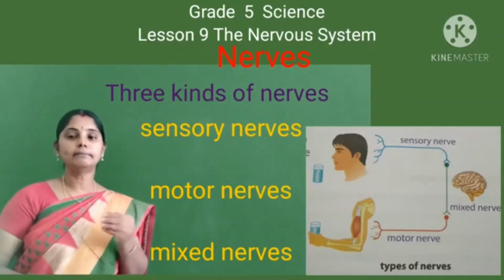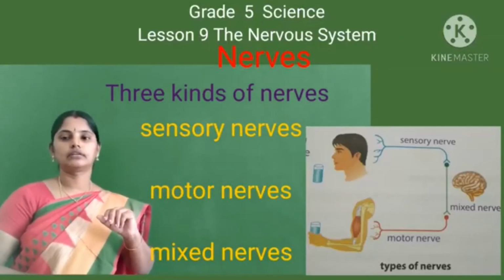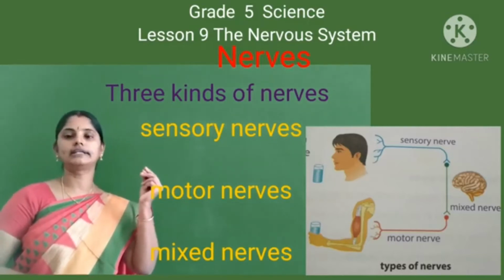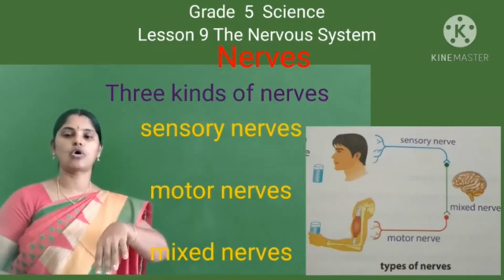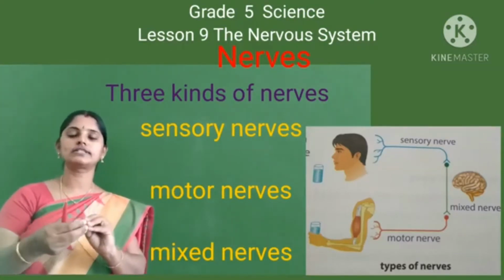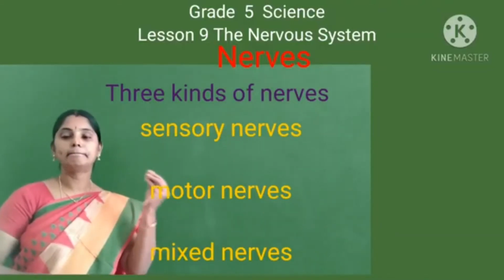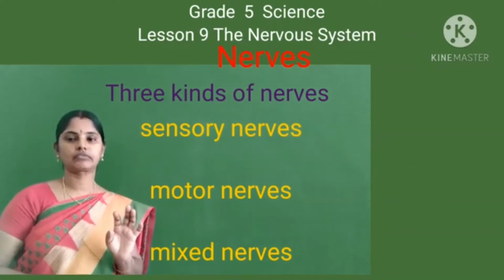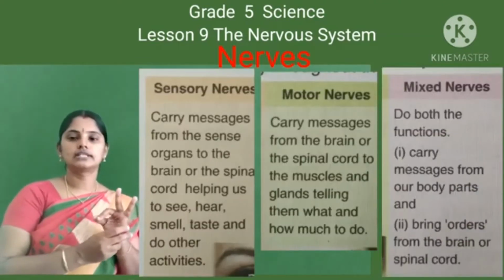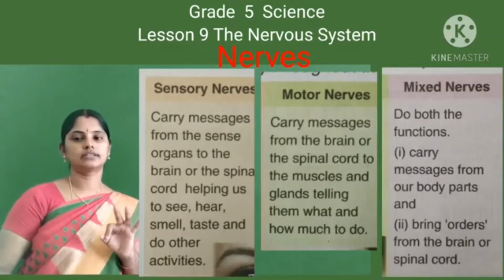Then the third one, mixed nerves, does both the work, to and fro. From the brain or spinal cord, it receives messages and sends them to all other organs. And from all other organs, it receives messages and sends them to the brain. So these are the mixed nerves. Clear children? So 3 kinds of nerves: sensory nerves, motor nerves, and mixed nerves.